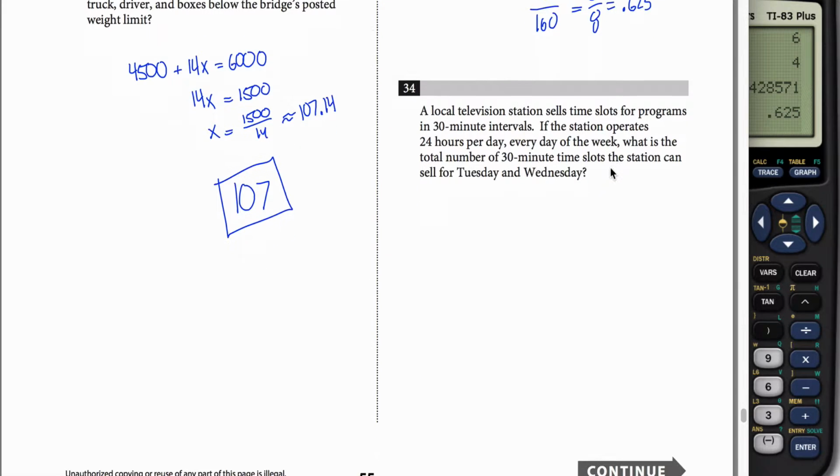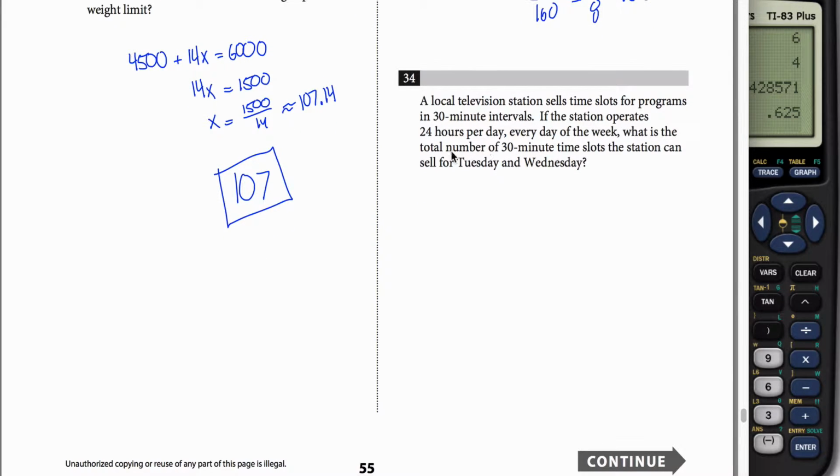34. A local television station sells time slots for programs in 30-minute intervals. If the station operates 24 hours per day, every day of the week, what is the total number of 30-minute time slots the station can sell for Tuesday and Wednesday? Okay, so I have 2 per hour, right? Because there's 2 of these 30 minutes in every hour.